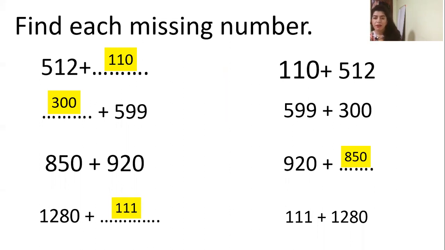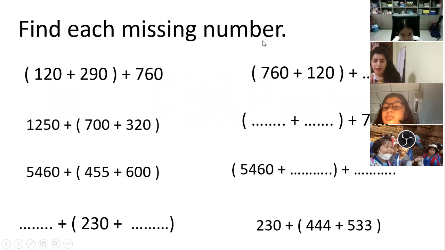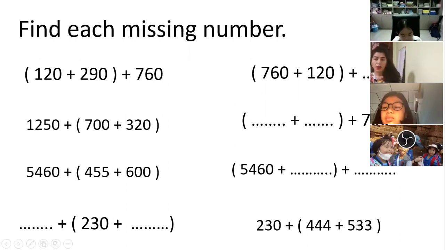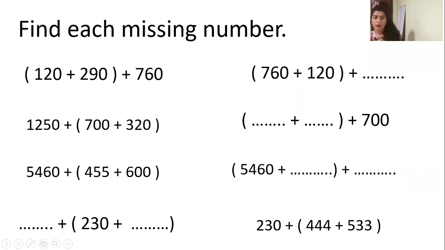Okay, next page. Here we have another question. Now, please, Aydin, please answer number one. Aydin, are you here? No? Okay, so you don't want to answer? Khaohong, are you here? Khaohong? So 120 plus 290 plus 760. Very good. The answer is 290. Very good. It is 290.